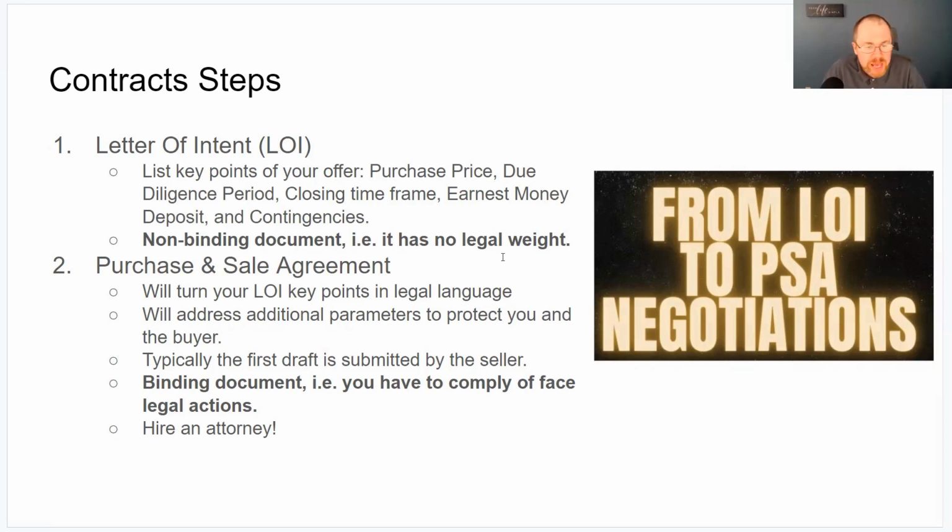And typically the first draft is submitted by the seller. And here you have to understand that it is a binding document. So when you sign it, you have to comply with whatever is written in this contract, or you may face legal actions. That's why you have to hire an attorney at that stage.